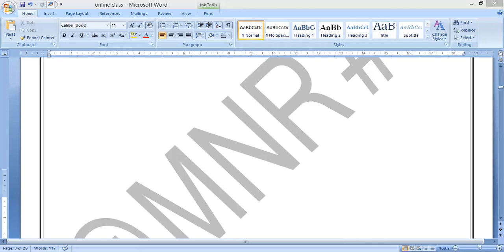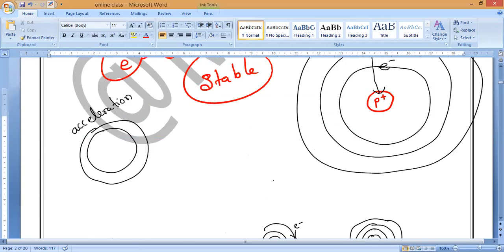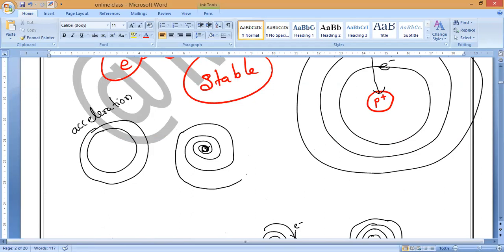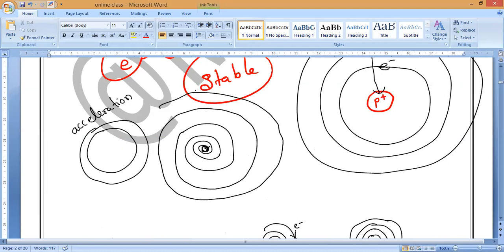What Rutherford was unable to explain, notice it: when electrons are continuously revolving in a circular motion, they should radiate energy. That is according to Rutherford. Yes or no, guys? Please respond. Continuous radiation means loss of energy. Finally, they should fall into the nucleus.